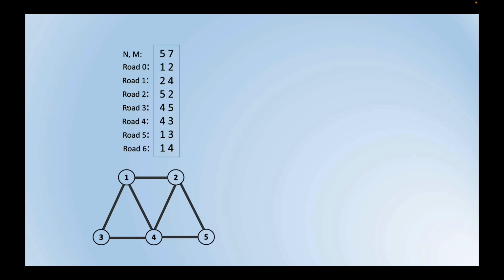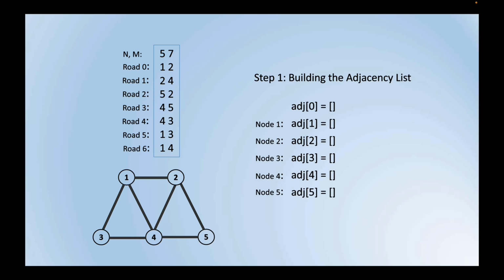We have 5 nodes and 7 roads. First we'll be building an adjacency list. Looking at road 0, it connects nodes 1 and 2. In node 1, we put 2, 0, with 2 being the node it connects to and 0 being the road number. Then in node 2, we put 1, 0, with 1 being the node it connects to and 0 being the road number.